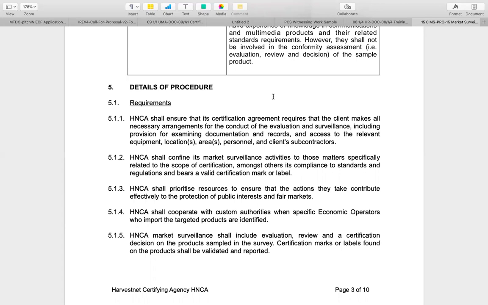The next one is the requirements. The agency shall ensure that its certification agreement requires, and I think this is already in our certification agreement, that the client must make all necessary arrangements for us to conduct evaluation and surveillance either at their site or any of their outlets.